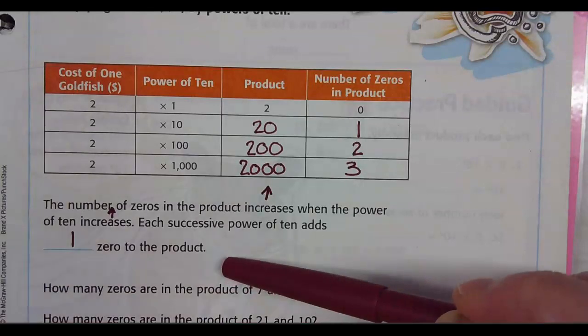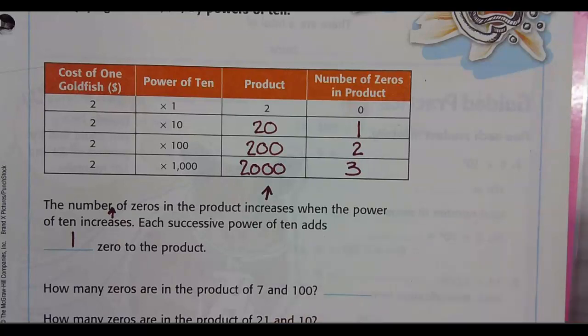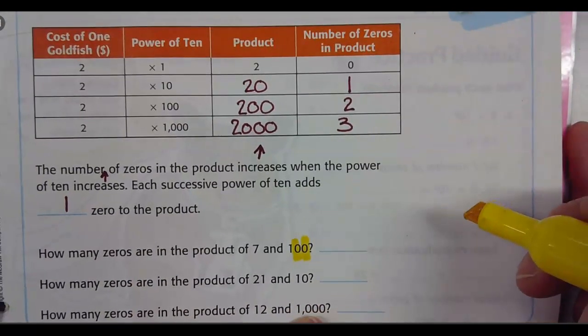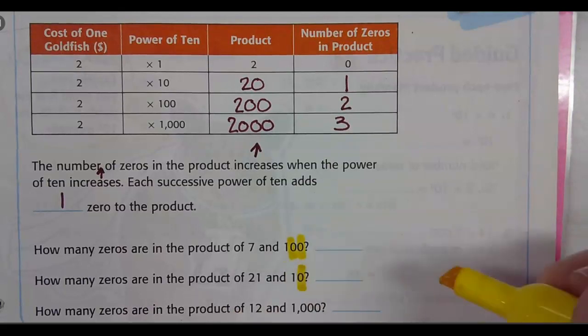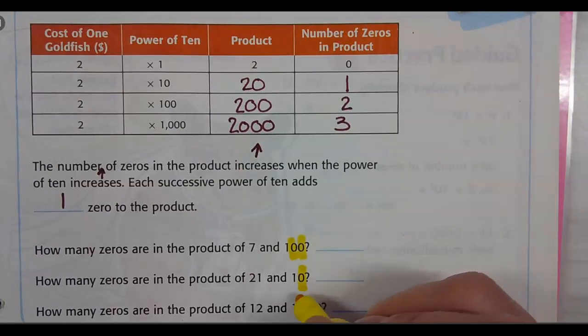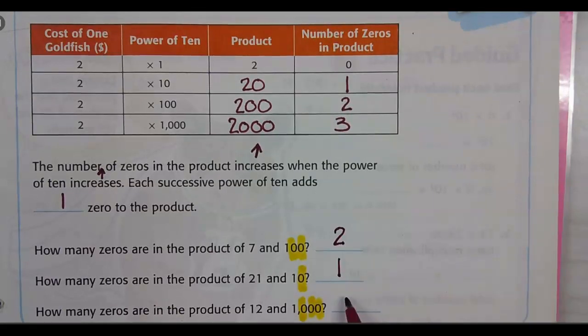How many zeros are in the product of 7 and 100? Two. How'd you get two? 7 to 700. So it would be 7, and then it would go to 700. And so how many zeros? So it's two. How many zeros are in the product of 21 and 10? How many zeros are in 10, my friends? One. How many zeros are in the product of 12 and 1,000? Three. So you should have put 2, 1, and 3. Any questions on the first page?